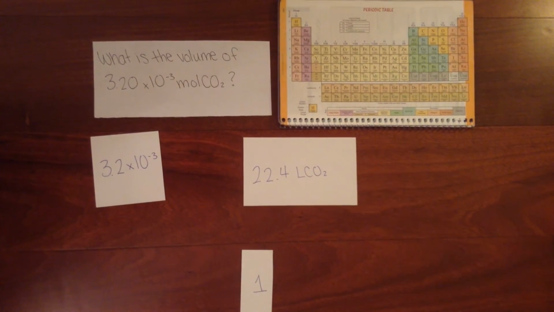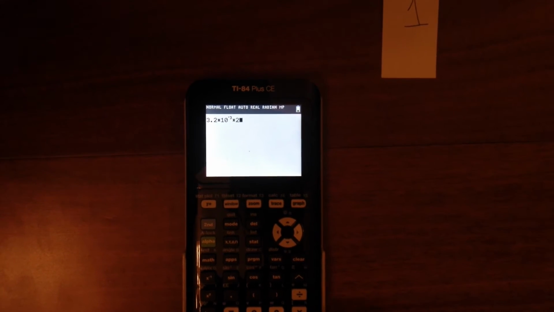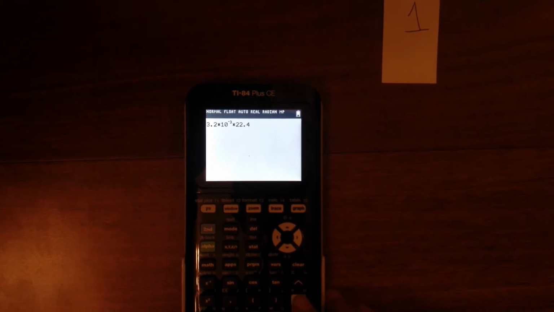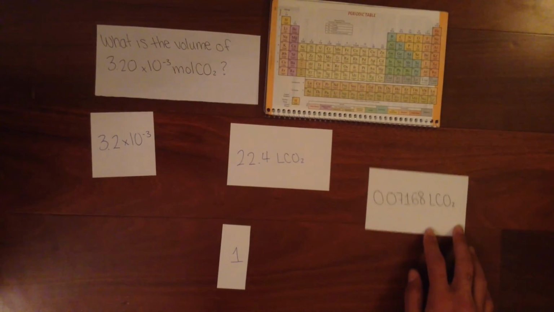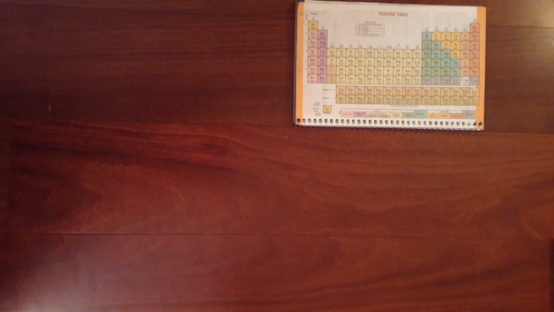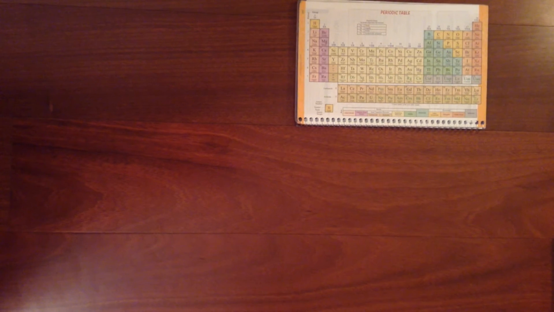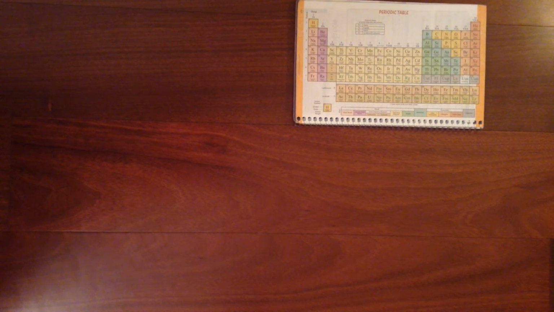Then, we add up all our components, 3.2 times 10 to the negative third times 22.4 liters, all divided by 1, which gives us 0.07168 liters of CO2. The final example involves solving for molecules, which incorporates Avogadro's number and involves a 2-step conversion.